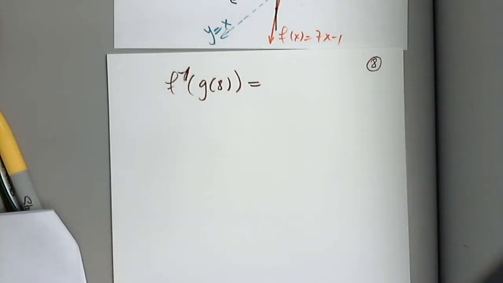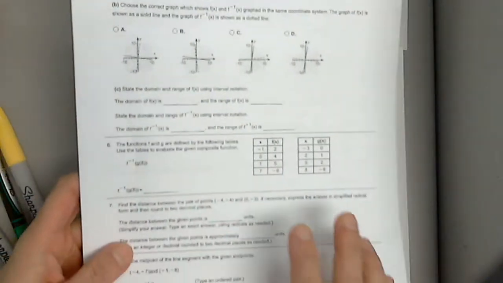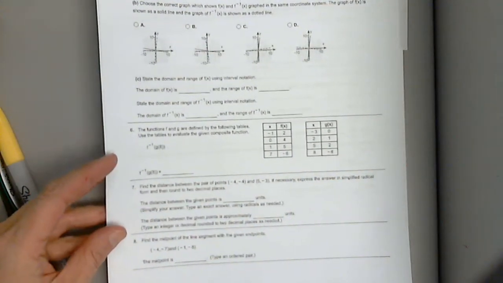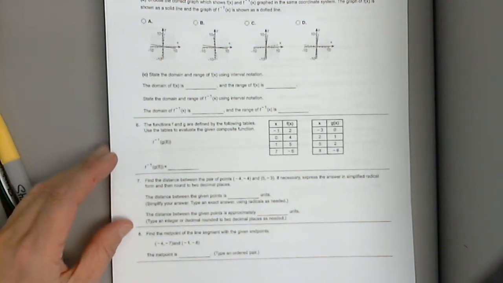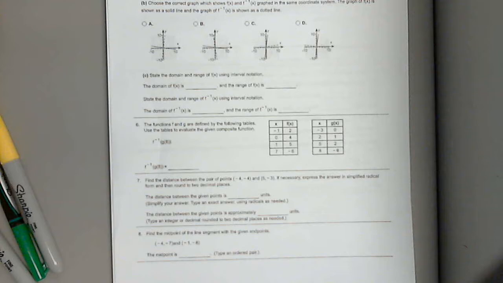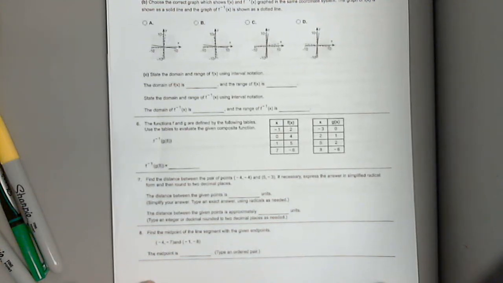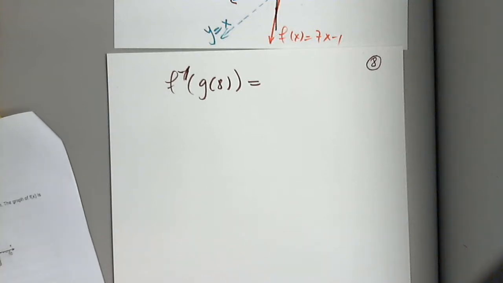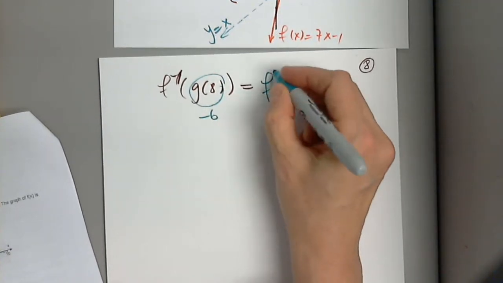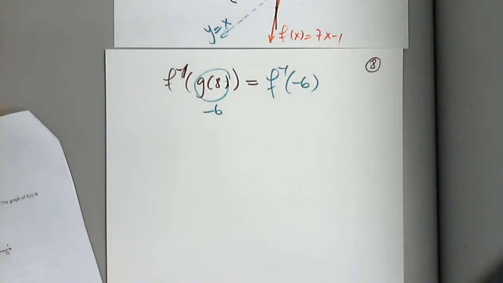Good. So in the next problem, we are given 2 tables. We're not given F, we're not given G. Okay? So where do we start? Definitely, we start with G. Take G to 8. Good. How much is G of 8? -6. Awesome. So this is -6. So now I'm asked to find F inverse of -6, correct? Yes? Perfect. I don't have any information about F inverse, correct? There is no table for F inverse. You agree?